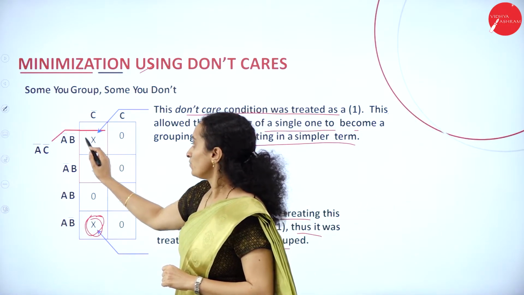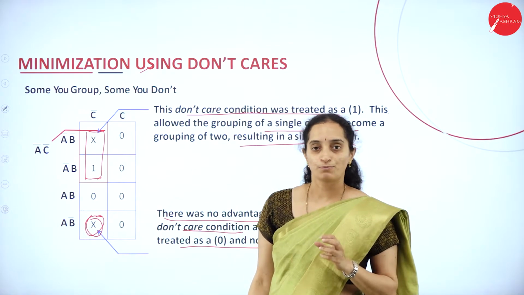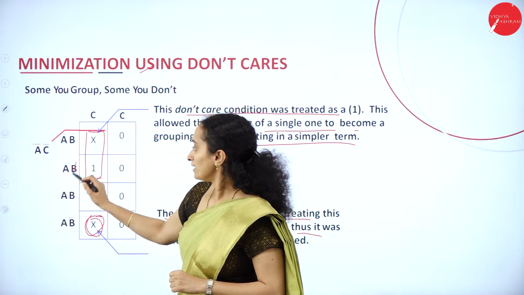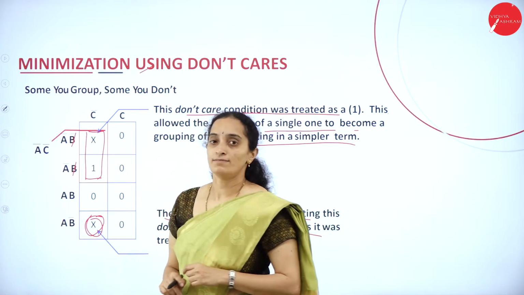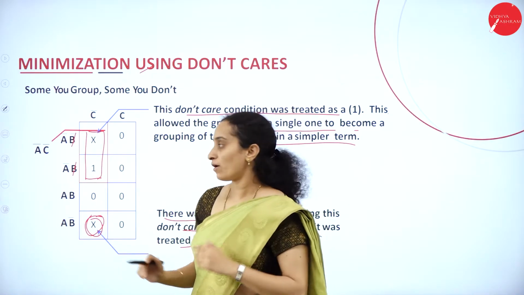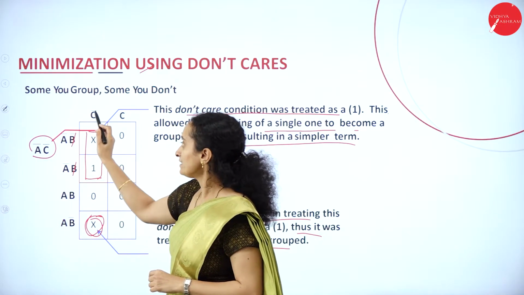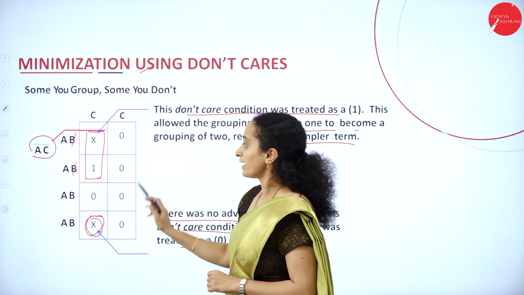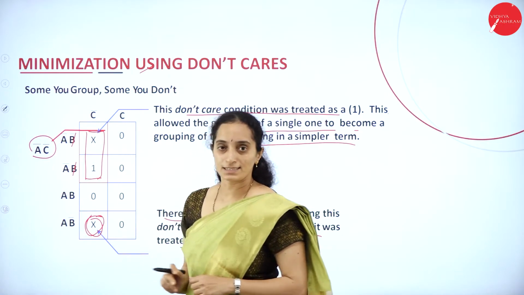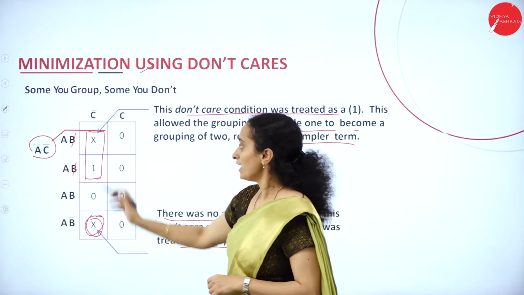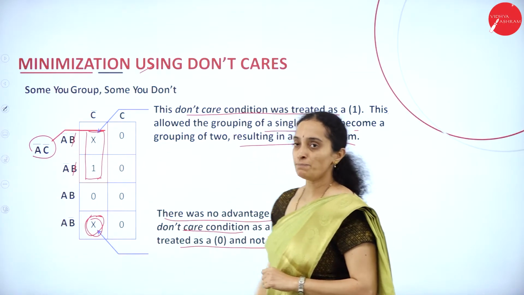So now you can use these 2 cells to make a group where B will be cancelled because it has non-varying variables, that is, complement variables. So what remains will be A dash, C dash. Now you can simplify it. Otherwise the expression will be A dash, B, C dash, and there is no chance of simplification. If you use the don't care condition, then only you can simplify the expression.